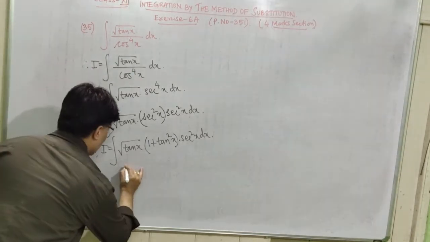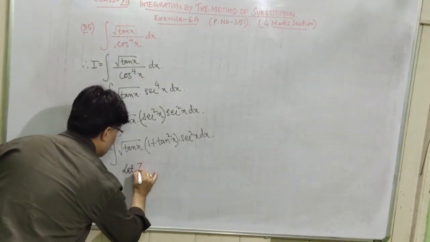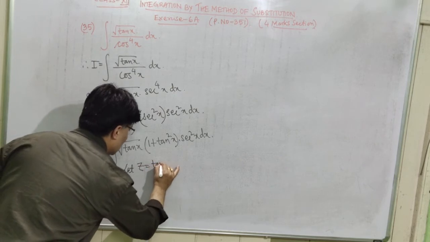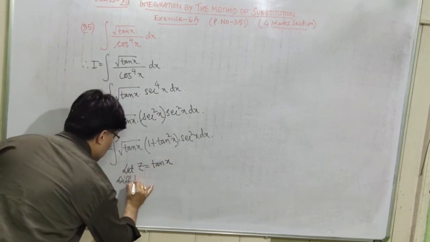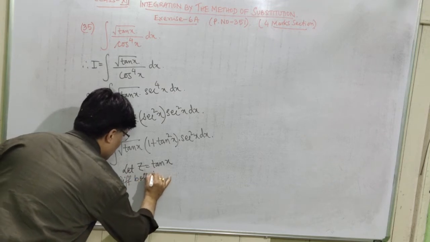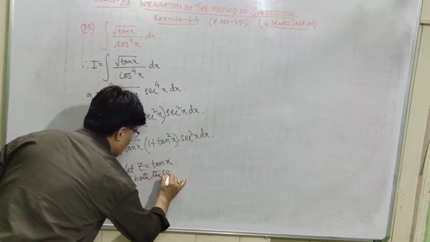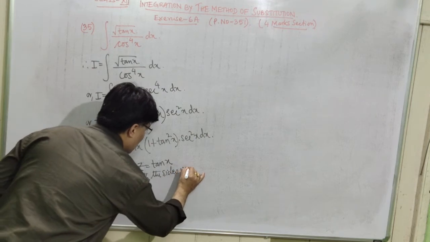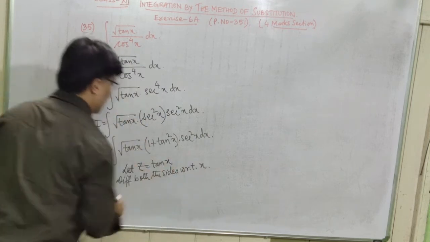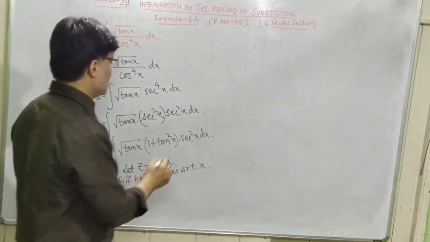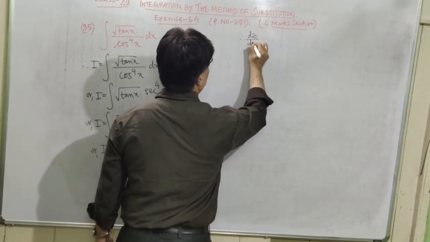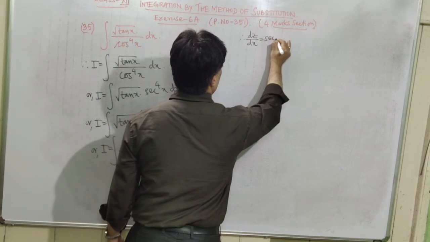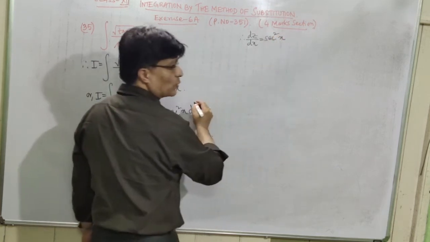Okay, so let z is equal to tan x. So differentiating both the sides with respect to x, therefore dz by dx is equal to, for tan x it is sec square x.